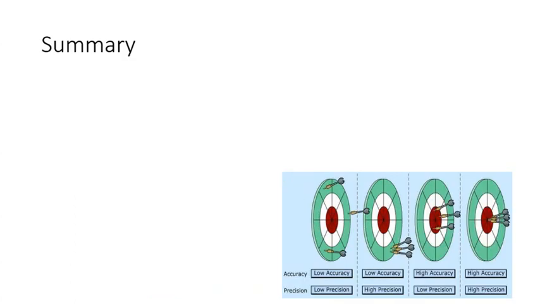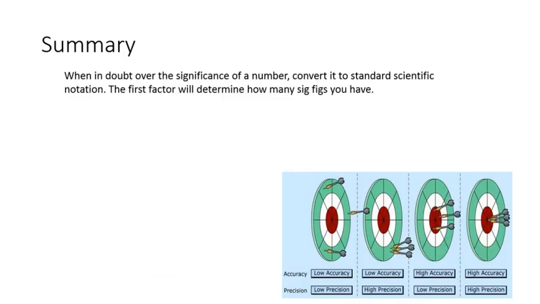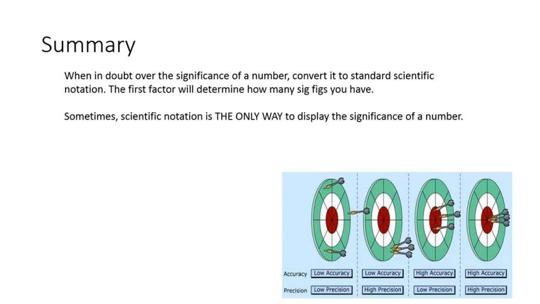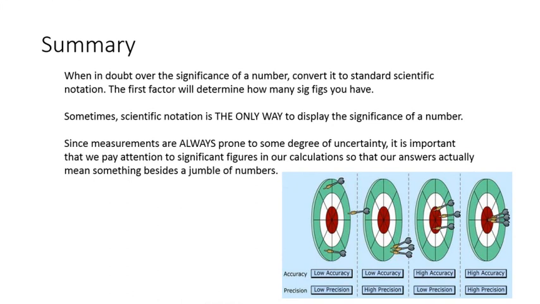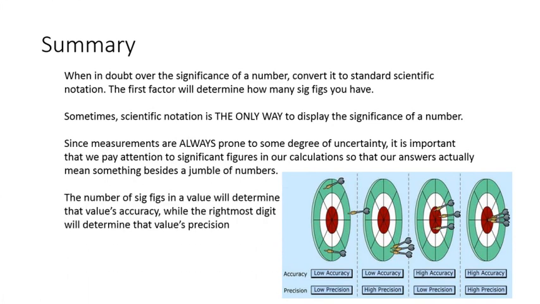So last, in summary, when in doubt over the significance of a number, convert it to standard scientific notation. The first factor will determine how many sig figs you have. Sometimes, scientific notation is the only way to display the significance of a number. And since measurements are always prone to some degree of uncertainty, it is important that we pay attention to significant figures in our calculations so that our answers actually mean something besides a jumble of numbers. The number of significant figures in a value will determine that value's accuracy, while the rightmost digit will determine that value's precision.